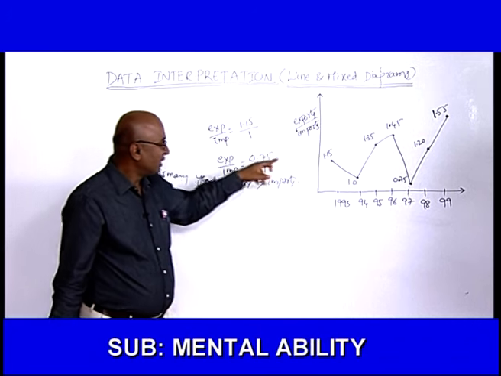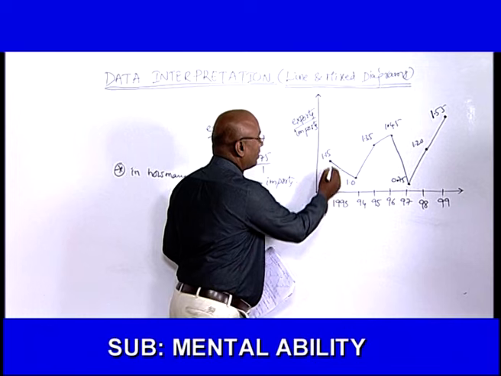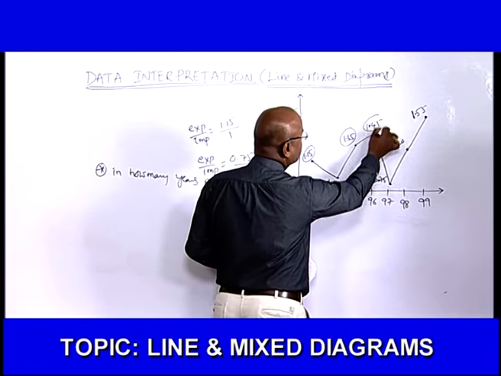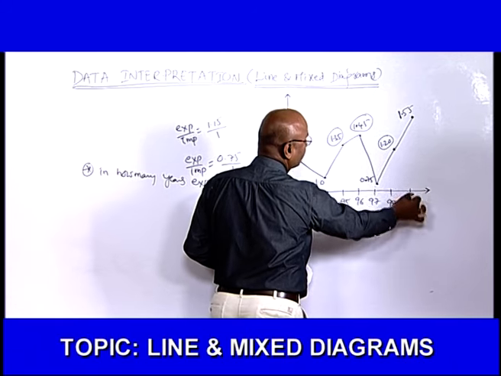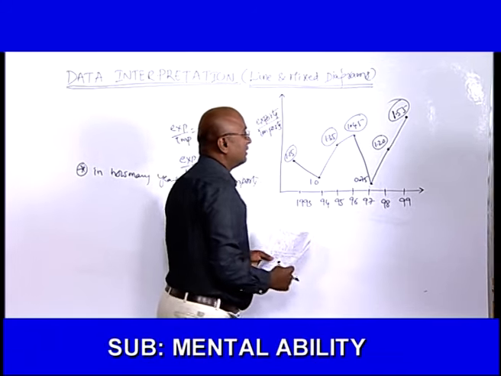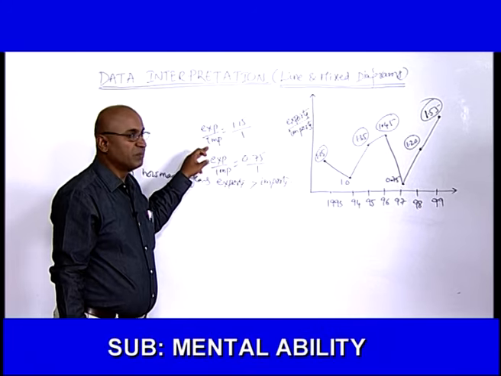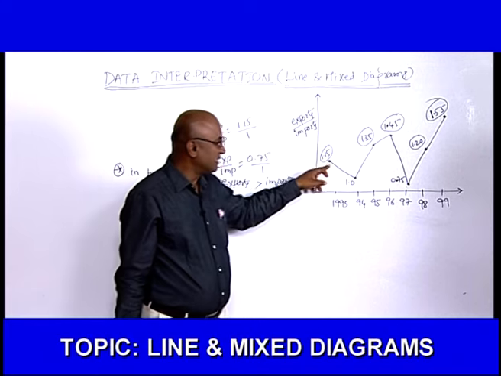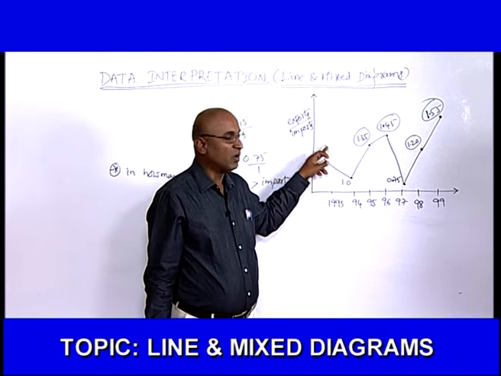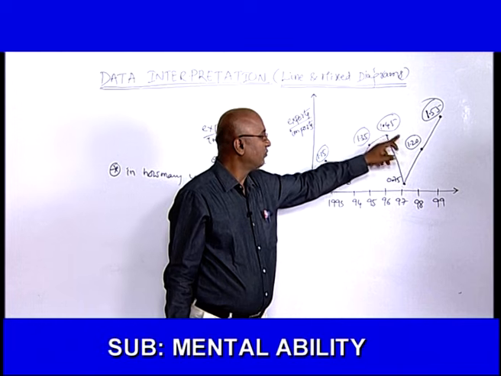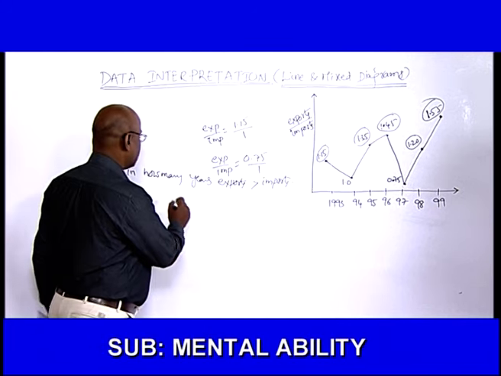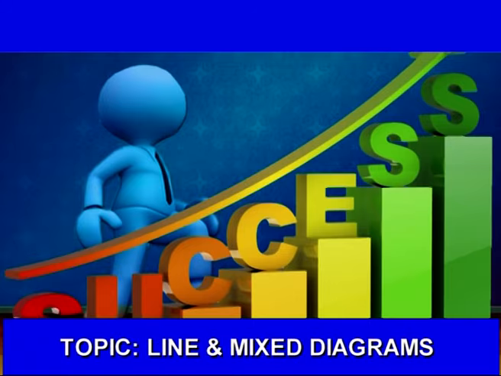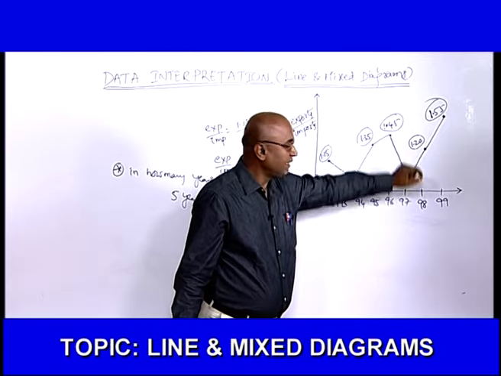So we can say that in the year 1993, and in the year 1995, and in the year 1996, and in the year 1998, and in the year 1999, the value of exports by imports, or the ratio of exports to imports, is greater than 1. So in all these years, we can say that the exports are more. So 1, 2, 3, 4, 5. So the answer is in 5 years. And the years are 93, 95, 96, 98 and 99.